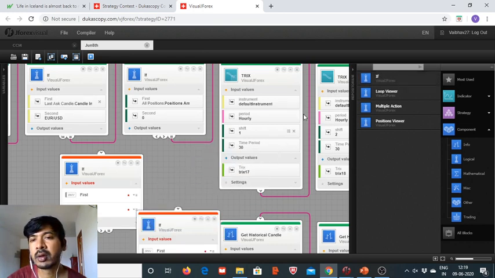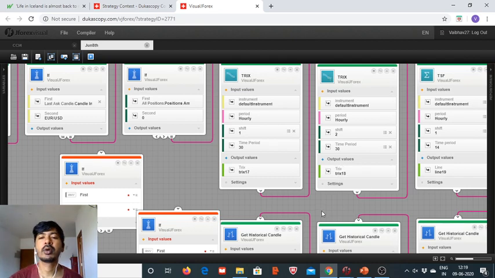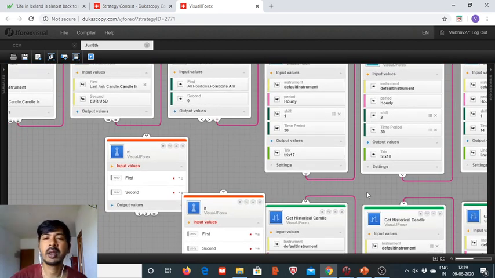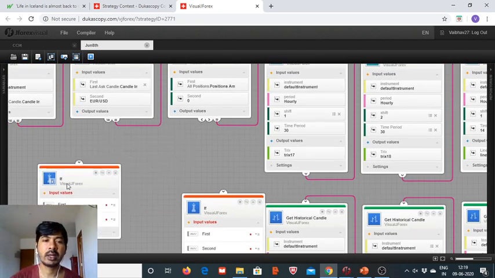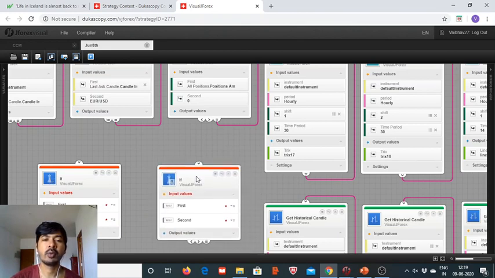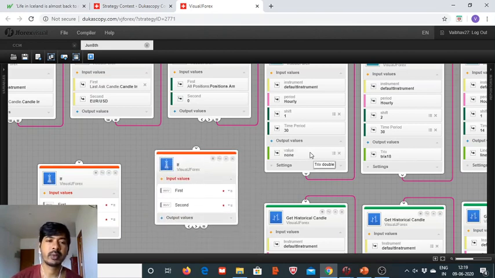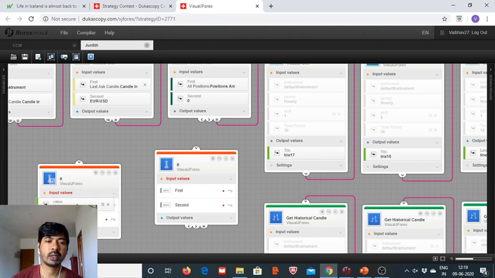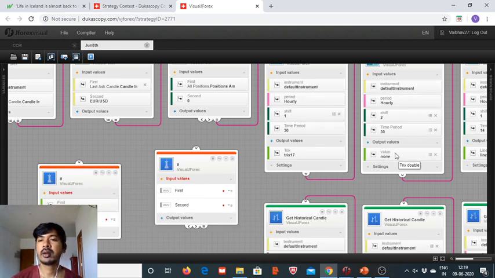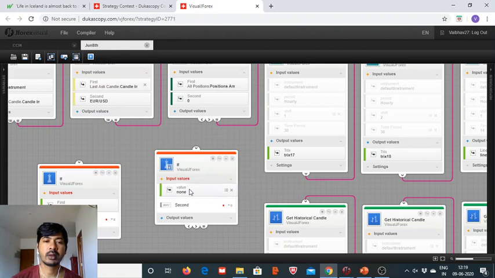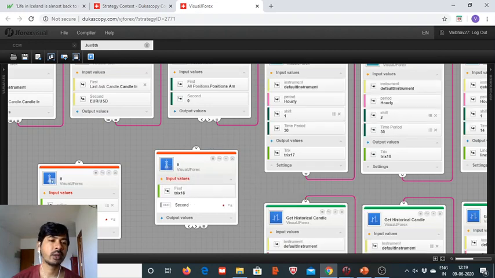Now first thing is we are going to need for the buy trade, there's the TRIX 17 and TRIX 18 value should be above 0, and then TRIX 17 should be higher than TRIX 18. So now here we want it to be above 0, so the first input should be greater than the second input, this one also 0.